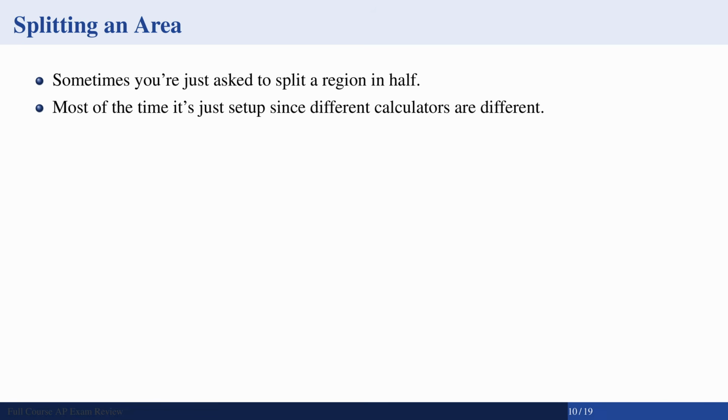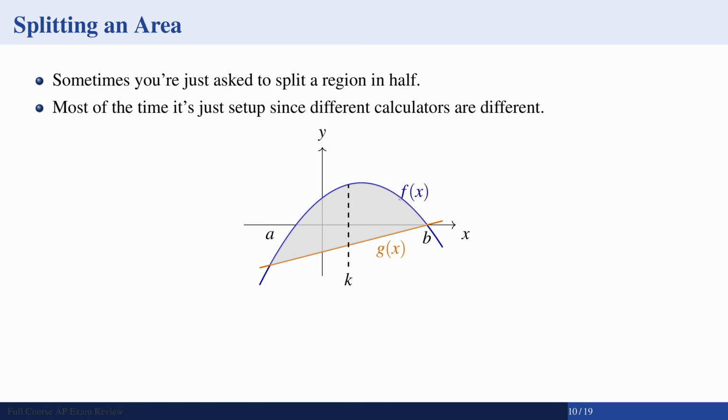I would say a pretty common question that you're asked about the area between two curves is, can you find a vertical line that splits the region into 2 equal parts? This is not really a trick question. It's pretty easy. Sometimes I ask you to solve it. Most of the time it's just set up because different calculators can do a better or worse job on this. What you're going to do is you're just going to go from A to K of top take away bottom equals from K to B of top take away bottom. There's not really a lot to talk about here, but it is a thing that shows up, so I wanted to cover it and make sure you have seen it.